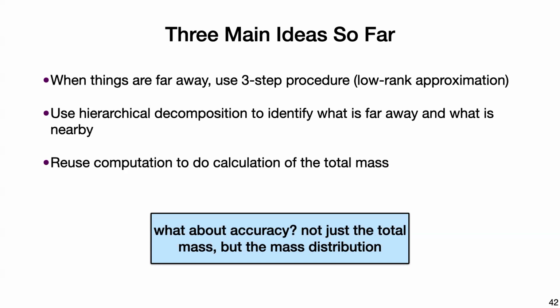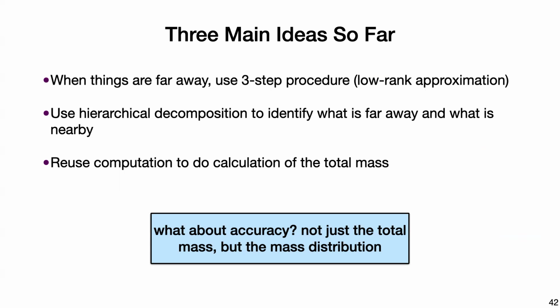Second step is to use the hierarchical decomposition to identify what is far and near based on the neighbors in the bounding boxes, or the neighbors of the bounding boxes, which are determined by this quadtree. Finally, is to reuse the computation to compute the total mass by either doing this bottom-up accumulation for the pre-processing step, or the top-down, push-down, once you compute the potentials U sub A for all the boxes A.